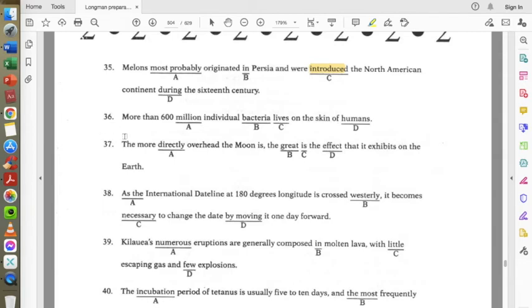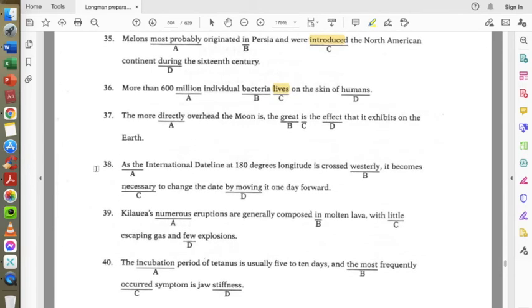36. More than 600 million individual bacteria live on the skin of humans. More than 600 million, well, we've got "lives," and 600 million doesn't make sense. They live. More than 600 million things do this other thing. 37. The more directly overhead the moon is, the greater the effect that it exhibits on the Earth.